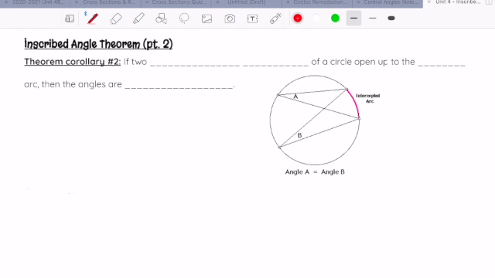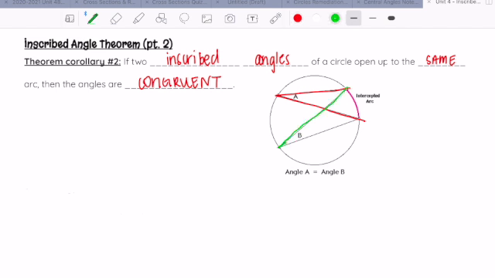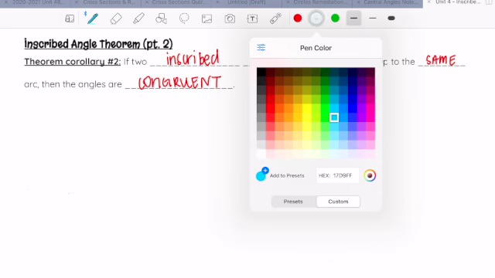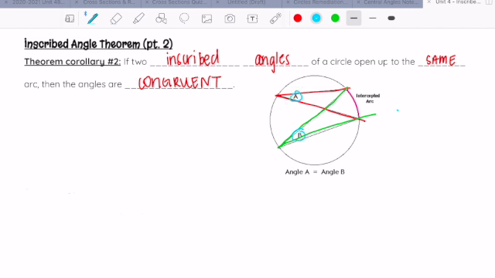Here's the second part to our inscribed angle theorem. It says, if two inscribed angles of a circle open up to the same arc, then the angles are congruent to each other. Their measures are the same, okay? So if I have this angle right here, A, that opens up to that pink arc, and then I have B, which also opens up to the pink arc, then the measure of angle A and B are the same, all right? Remember, that's what congruent means.